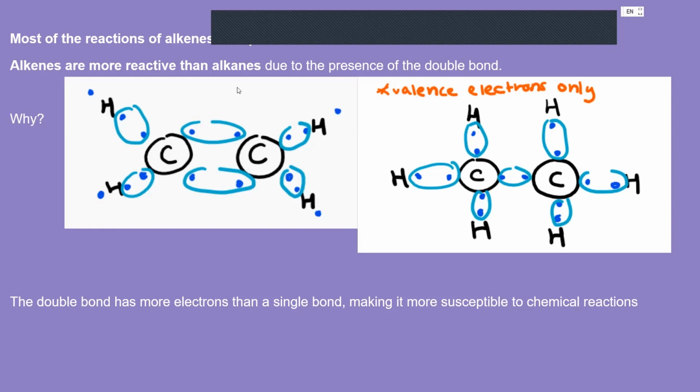And so when we have a lot of electrons in one area, there is a lot of negative charge in this area. So if another molecule comes around, it will likely be attracted to these electrons over these electrons because there is a lot more negative charge. Remember, like charges repel and opposite charges attract. That means that these unsaturated hydrocarbons easily react to become saturated.